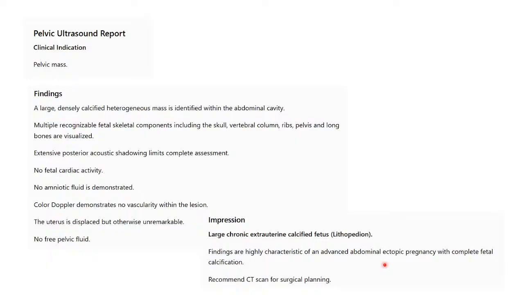3D reconstruction beautifully demonstrates the fetal skeleton. You can see here on 3D reconstruction the fetal skeleton nicely. MRI may be required, but may show signal void from calcification and the relationship to bowel adhesions. In this case, we don't have the images for the MRI.